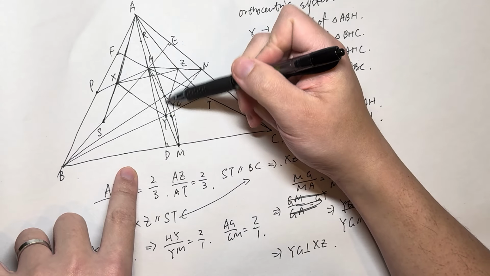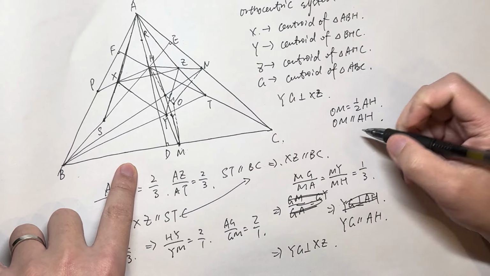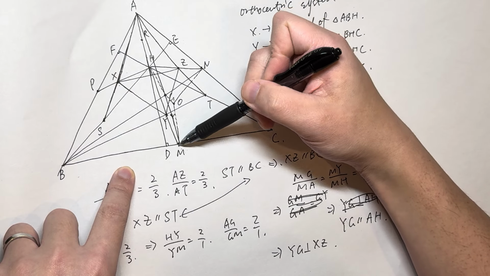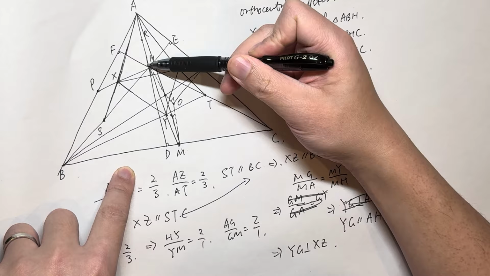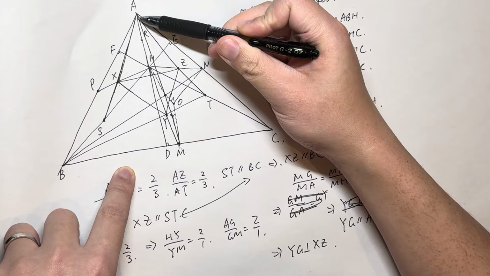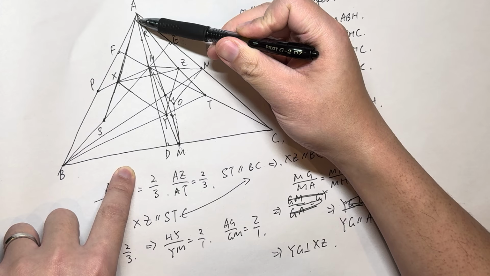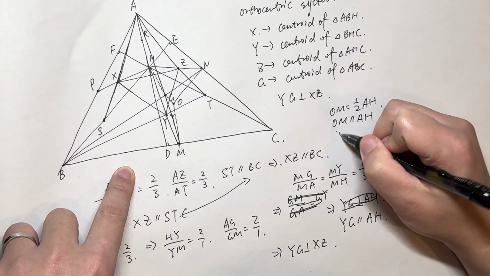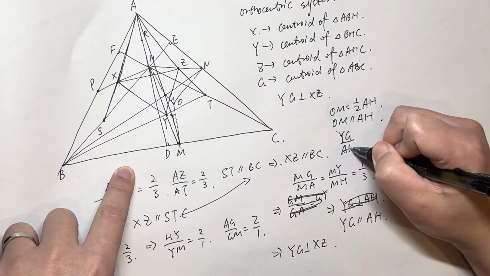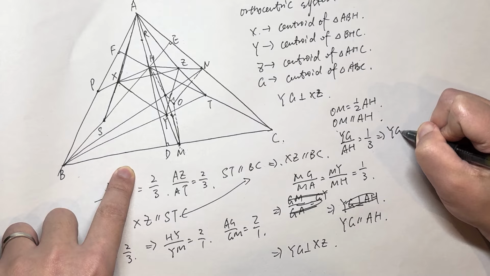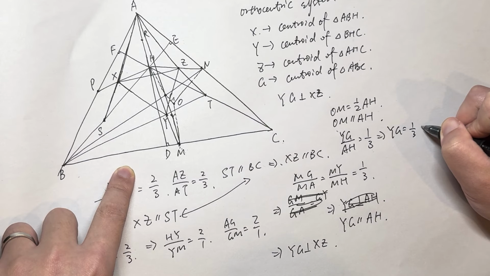And what about the YG? We already know that MY to MH equals MG to MA equals 1 to 3, which means YG to AH equals 1 to 3, which means YG is 1/3 of AH.